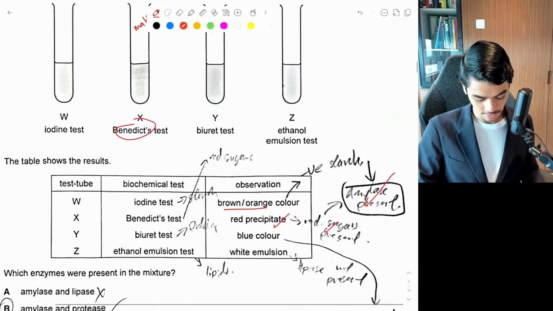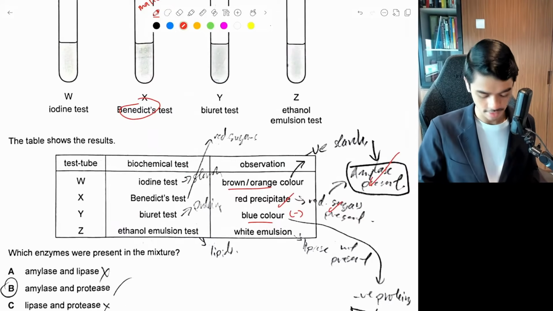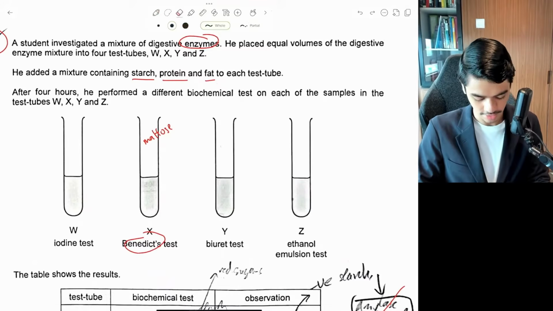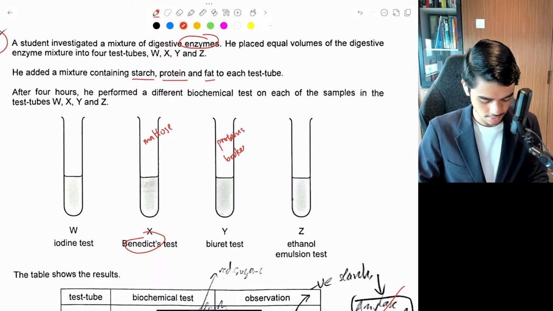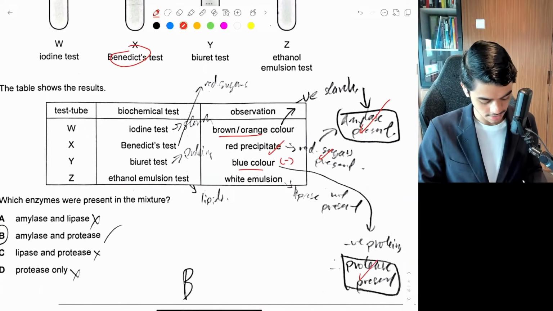Now, for the biuret test, it gives us blue color, which is negative, right? Because positive is violet. But you notice they added protein. So somehow the proteins have been destroyed, right? Proteins gone, broken down. Okay, so what can break down proteins? It's called protease, right? That's why the student said protease is present.